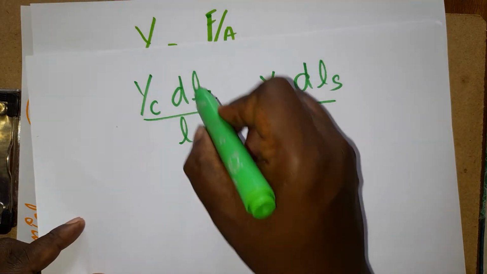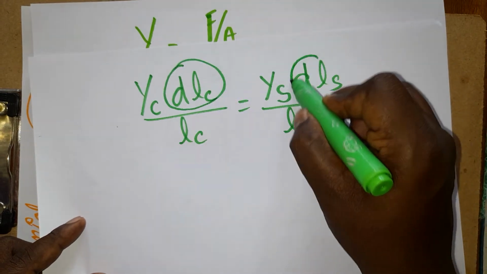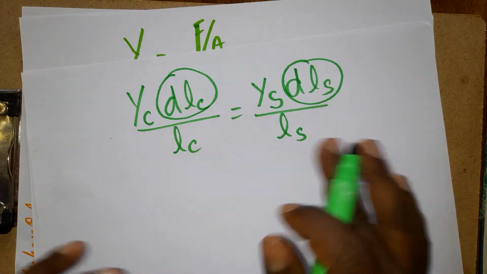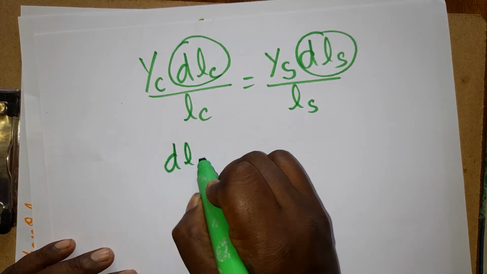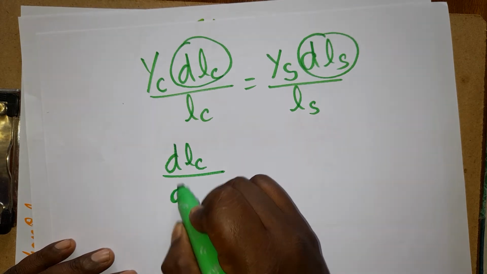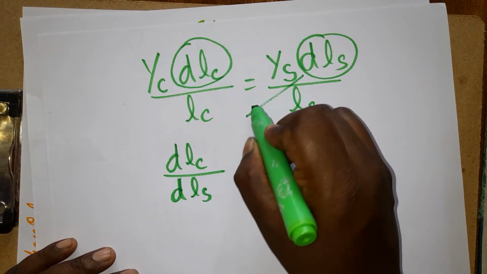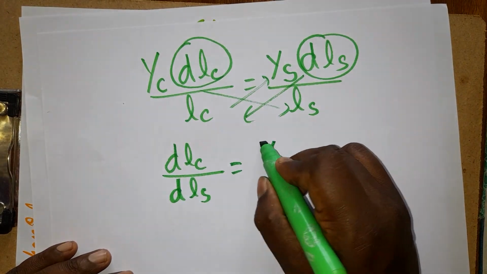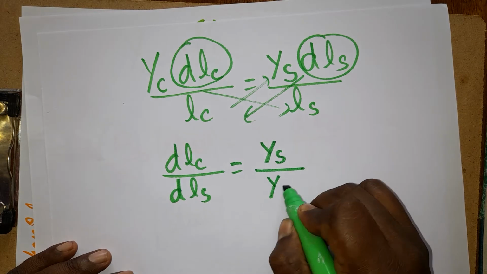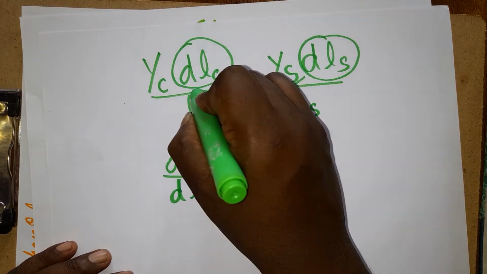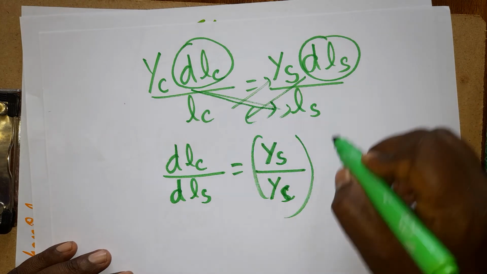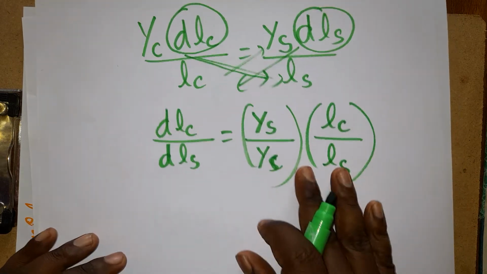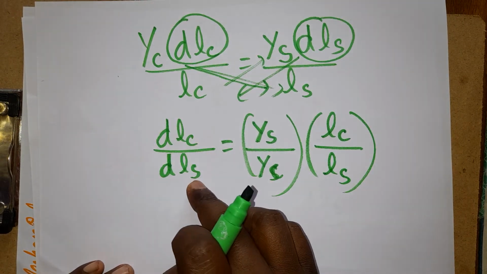Now, I don't know the changing length for each of the two. I know the addition of the two, but the comparison of the two I don't know. So I modified the equation to get dl of copper wire by dl of steel wire. Just do the cross multiplication: it equals Young's modulus of steel wire divided by Young's modulus of copper wire. The length of copper wire will come on this side, the length of steel wire on this side. Like this we get the changing length of copper wire by changing length of steel wire.